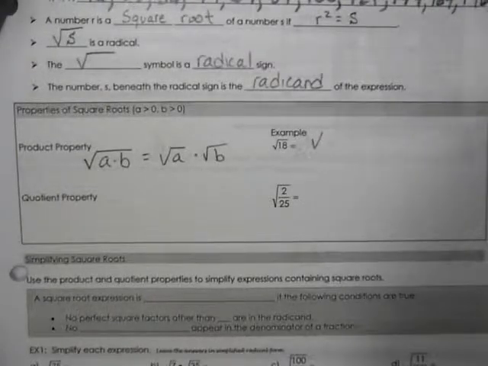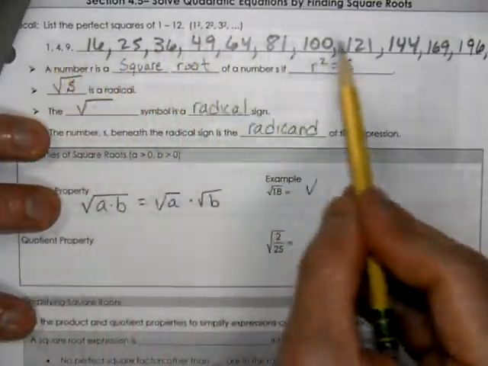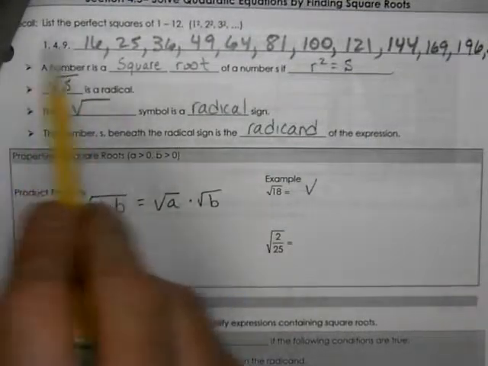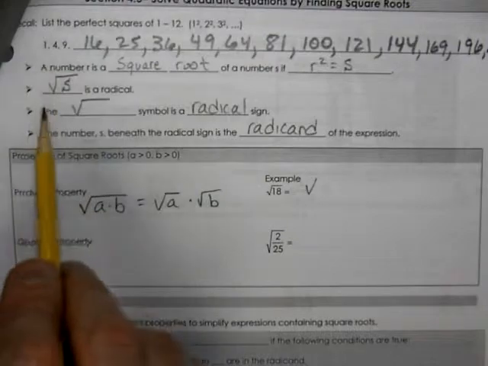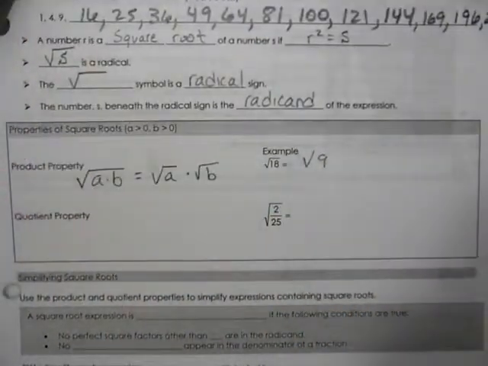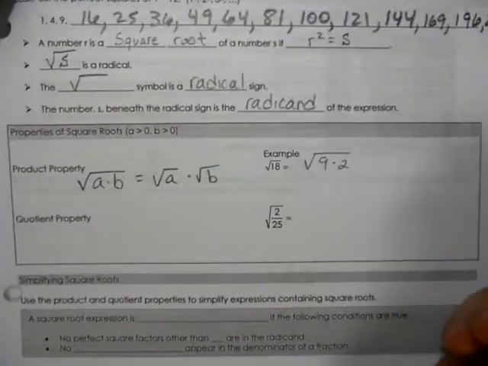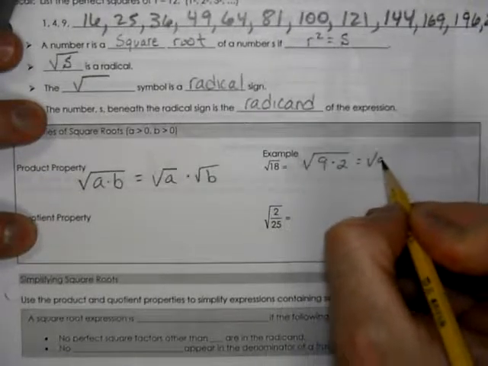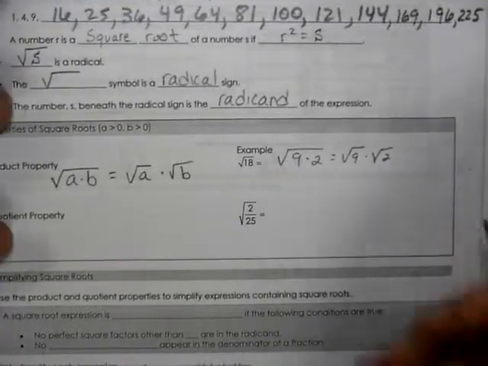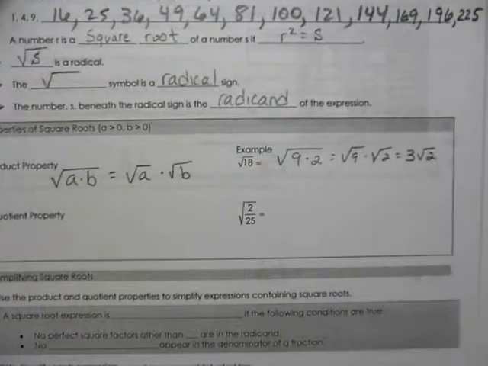A good practice is trying to use our perfect squares from our list we made up here. So which of these numbers goes into 18? 2 is not an option. 6 is not an option. But 9 is. 9 does go into 18. It goes in there 2 times. So you could break this down into the square root of 9 times the square root of 2. The square root of 9 is 3, so it's 3 square root 2.